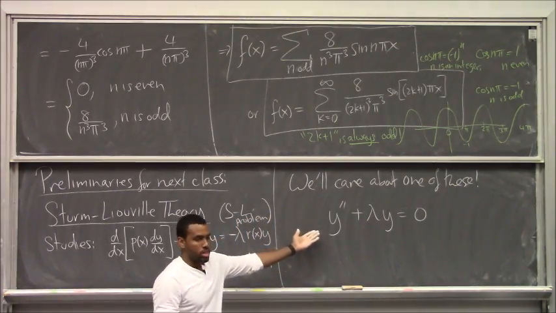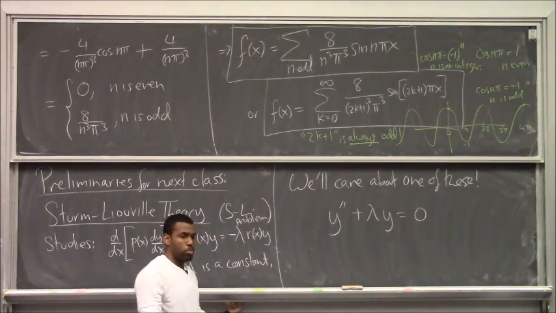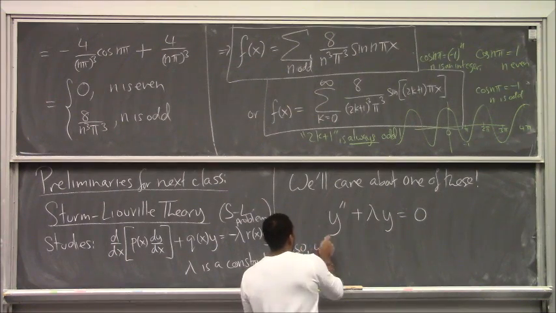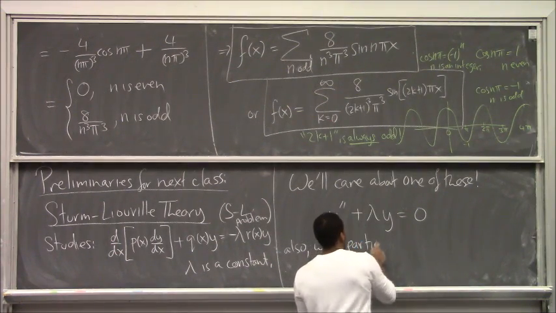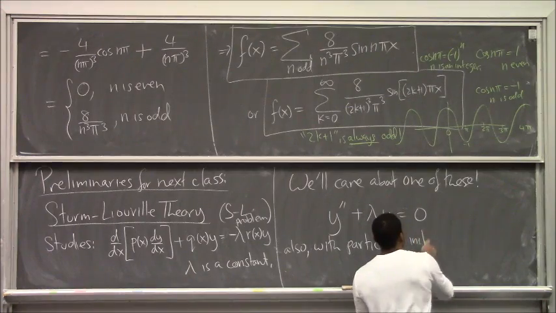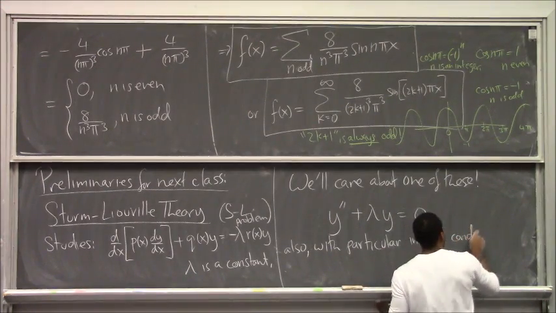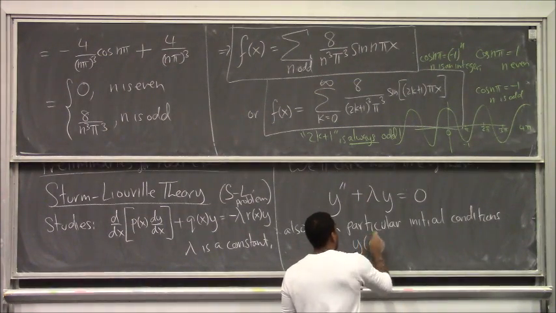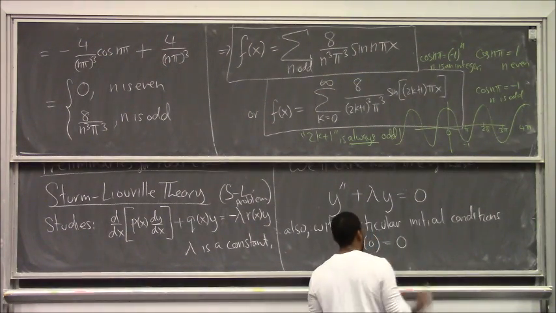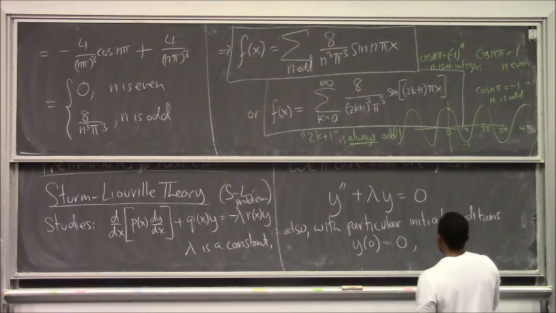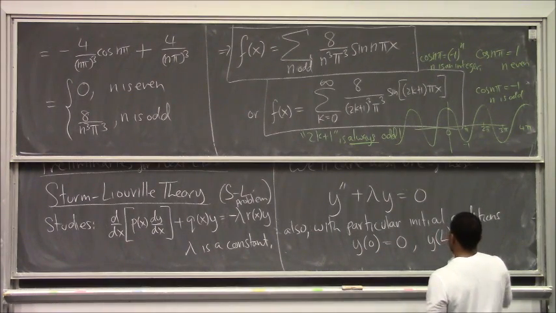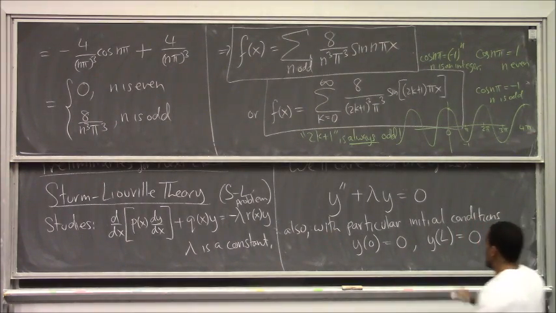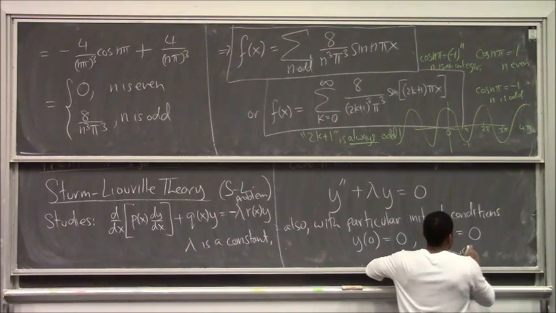So we want to look at solutions to this differential equation. You will realize next time it's super important that we're able to solve something like this. Also with particular initial conditions. Namely, we're going to look at all such differential equations where y of 0 is 0, and for some particular L value, y of L is also 0. So, a constant of particular interest.